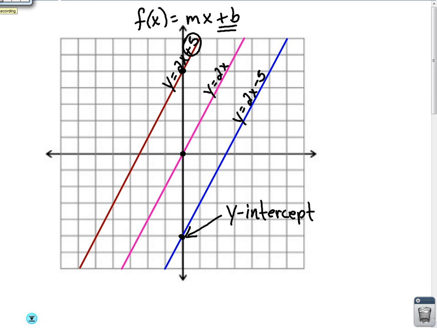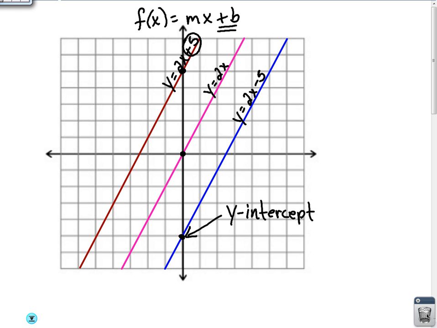Now, if we go back to our previous example, a couple of pages ago, we see here that we had the equations y equals 2x plus 5, y equals 2x, and y equals 2x minus 5. And I noticed something about all 3 of these lines. All 3 of them have the exact same slant. A word that we used in geometry was parallel. These lines are parallel with each other.